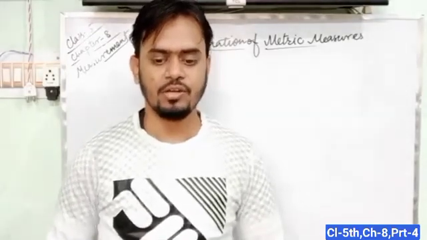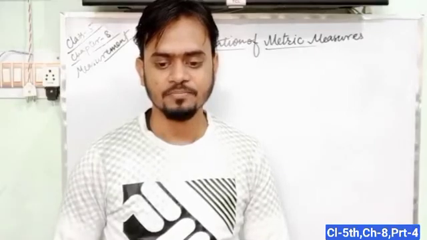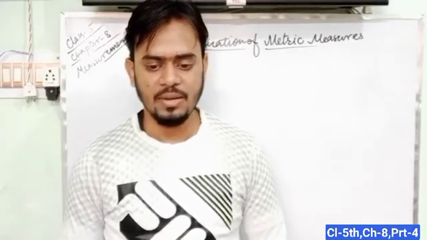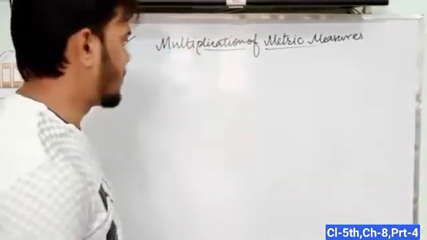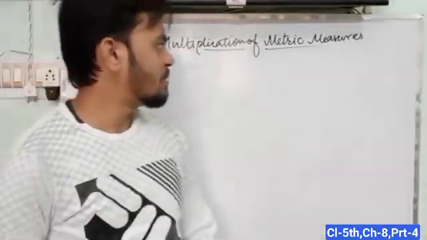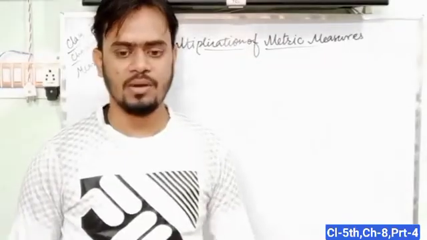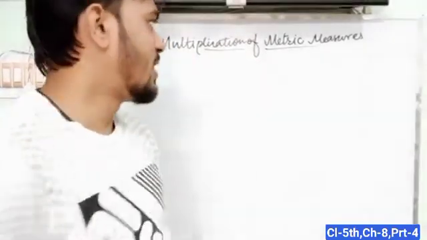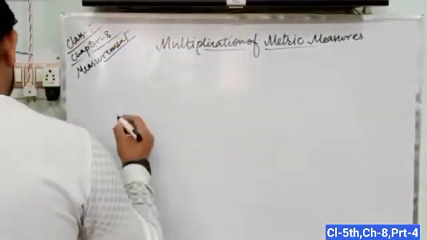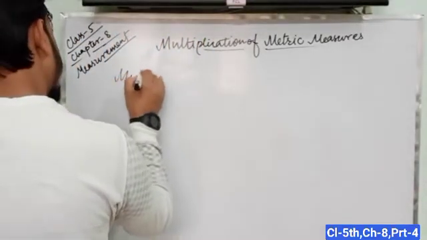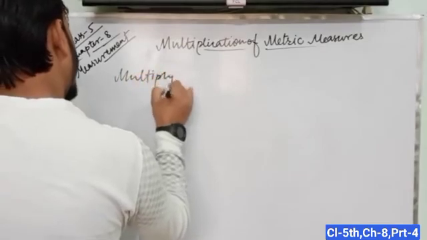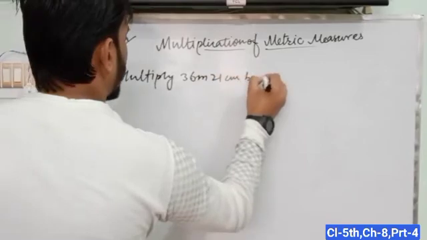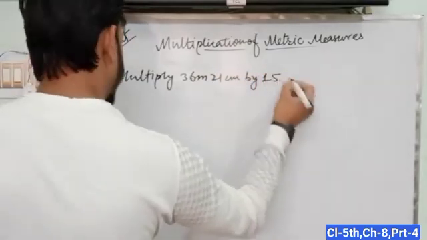Today, we are going to learn about multiplication and division of metric measures. So, first, multiplication of metric measures. This multiplication is simply like normal multiplication of natural numbers. Let's see here. If we have a question, multiply 36 meter 21 centimeter by 15.